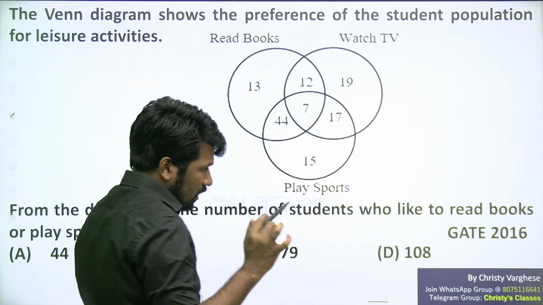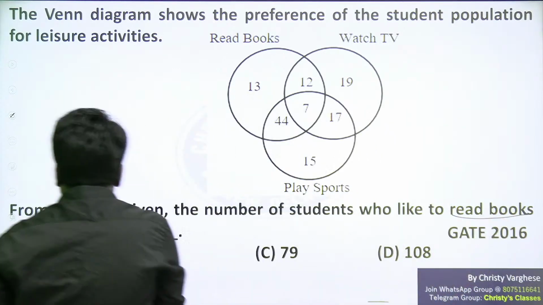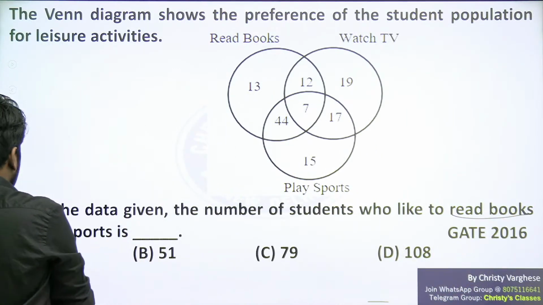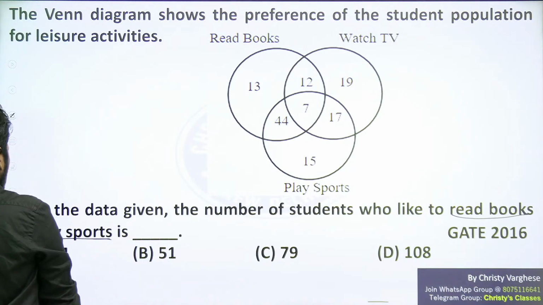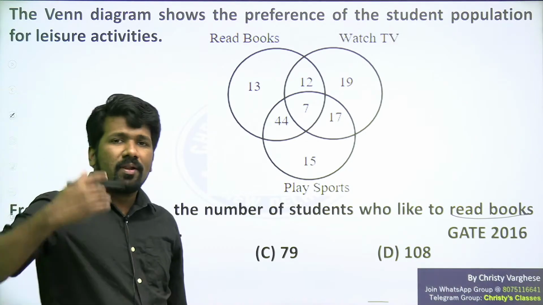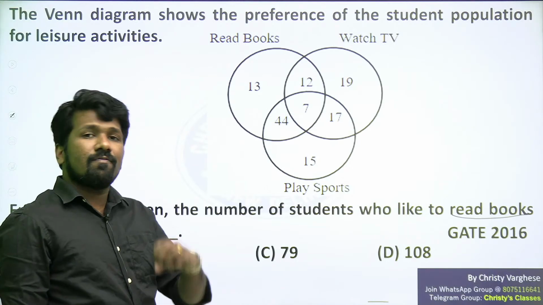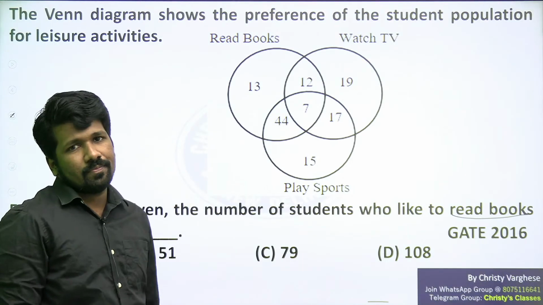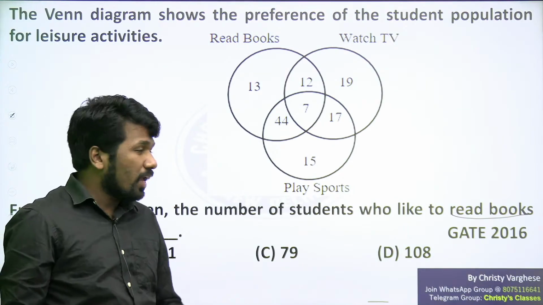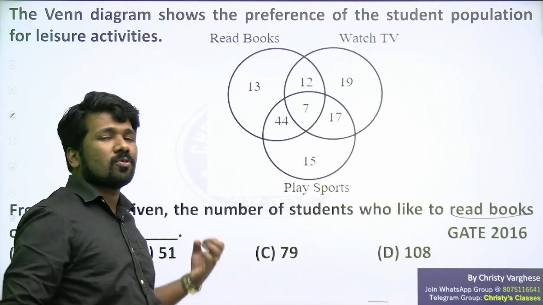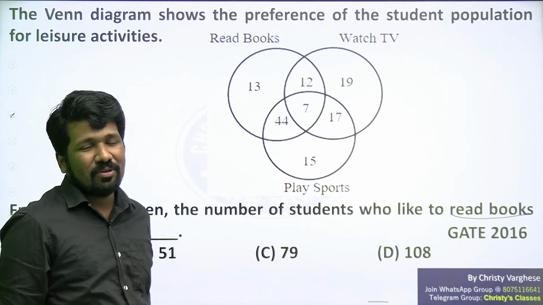You should understand it clearly. Read books or play sports. That means if they read books only also it's fine. If they play sports only also is fine. If they do both also it is fine. If they do something else along with read books or play sports also is fine. All are fine. Are you understanding?